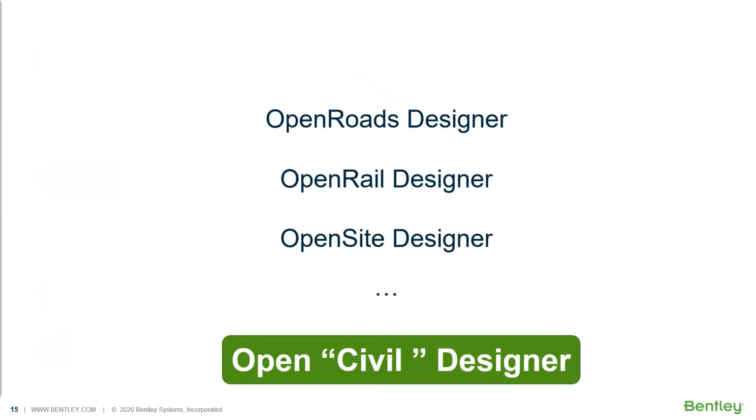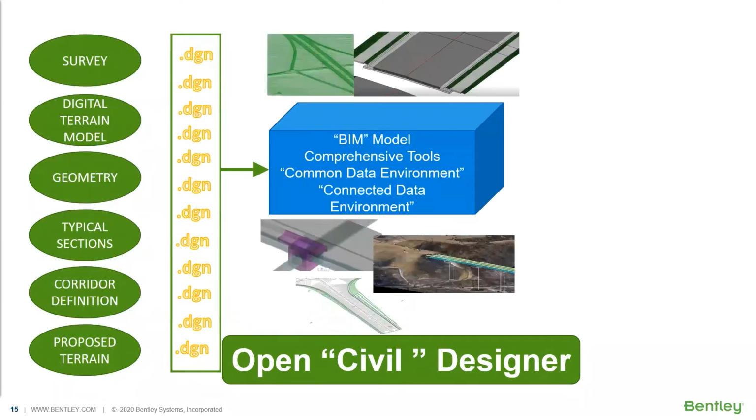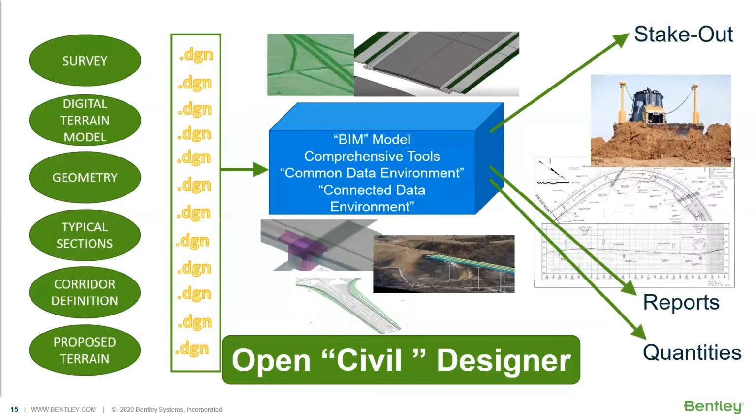So you can have road, rail, site, whatever it is, and all this works in DGN format. This allows everything to be connected to each other, and you can inter-reference from one software to another. The output is that you can send the data to all the stakeholders, and you can produce all your reports, quantities, and drawings from there. This is pretty much what the world requires today.